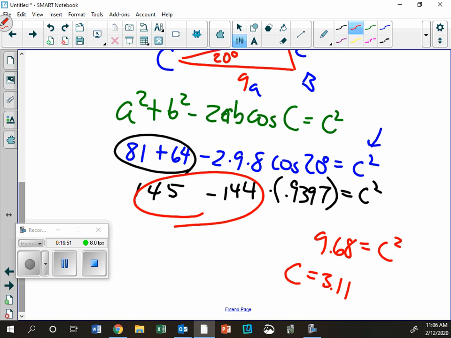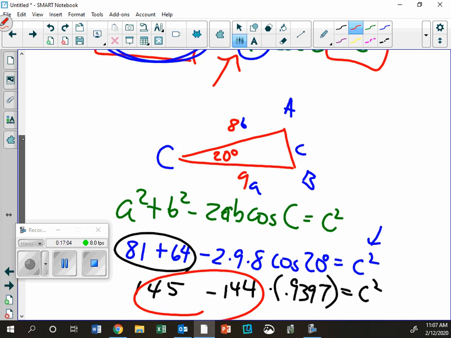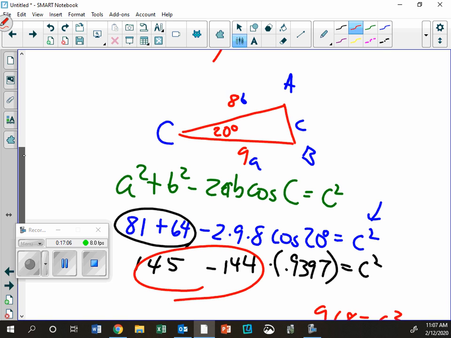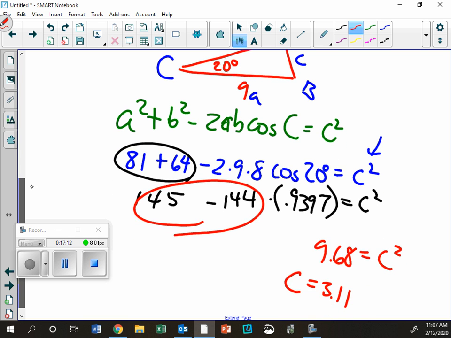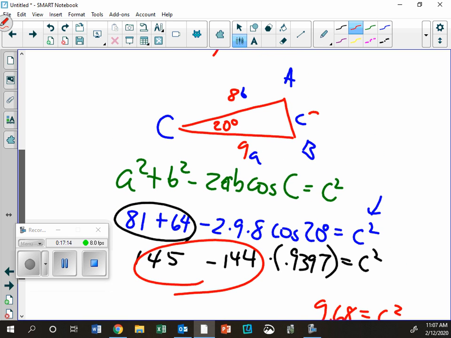If you're extra sharp, you know that it's positive and negative, but if you're really extra sharp, you'll know that one of those must be extraneous, because a negative length of a side can't be. All right. So, cool. We just did a lot of work to find something we didn't need. I mean, we were asked what the angle A was, and in the end, we found that C was 3.11. How does that even help?